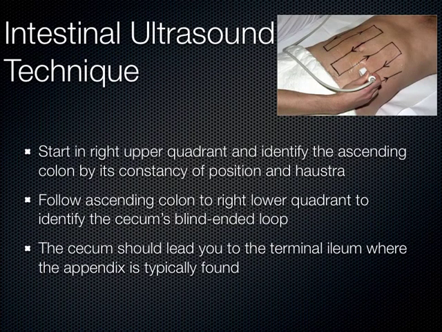And what we're going to do is something called mowing the lawn. What that means is we are going to start in the right upper quadrant and find the ascending colon. That's where it always is, right up there in the right upper quadrant. We can tell it's the ascending colon because it's got haustra. Recall that haustra are little indentations in the bowel wall that don't cross all the way across the midline to the other wall. They're just like little sections that are sectioned off.